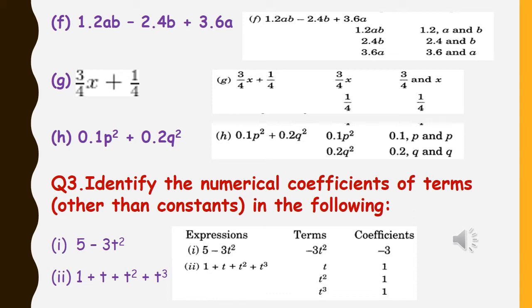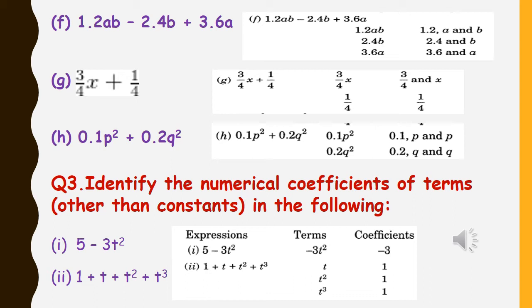Identify the numerical coefficients of the terms other than constants in the following. Here they are saying that you don't have to find any numerical coefficient for a constant, because a constant itself is a number, and we have to identify the other terms and their numerical coefficients. That means only numbers are to be identified.